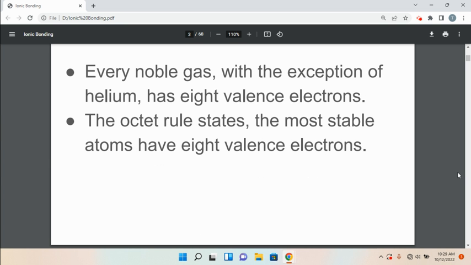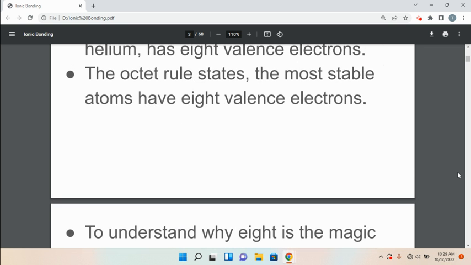Again, valence electrons are related to group number. Group 1 has 1, group 2 has 2. Most of the elements in 3 through 12 have 2. Group 13 has 3, 14 has 4, 15 has 5, 16 has 6, 17 has 7, and group 18, our noble gases, have 8. The octet rule is written around this. It states that the most stable atoms have 8 valence electrons.